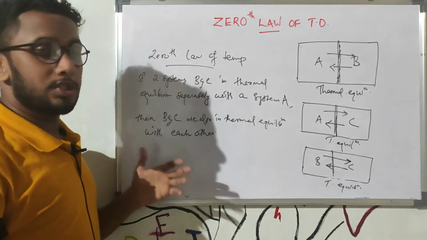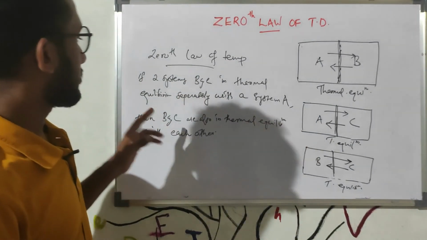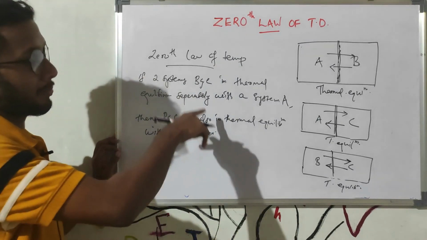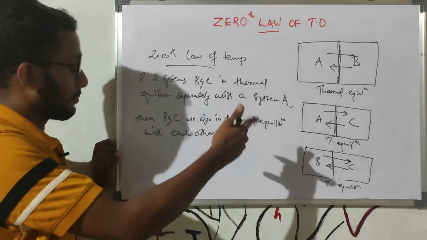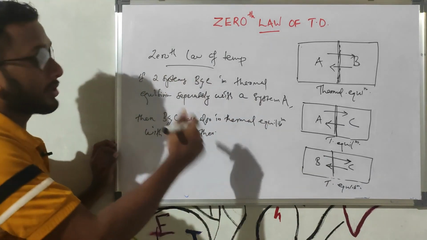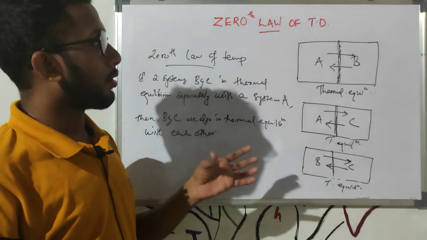So what is the definition of the zeroth law? The zeroth law states that if two systems B and C are in thermal equilibrium separately with a system A, then B and C are also in thermal equilibrium with each other. This is the zeroth law of thermodynamics.